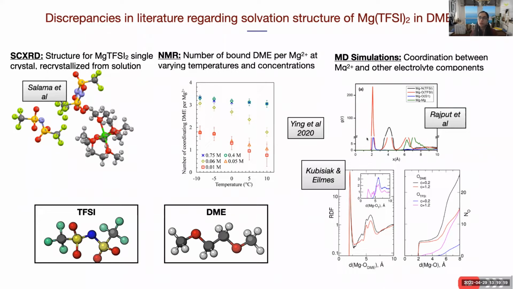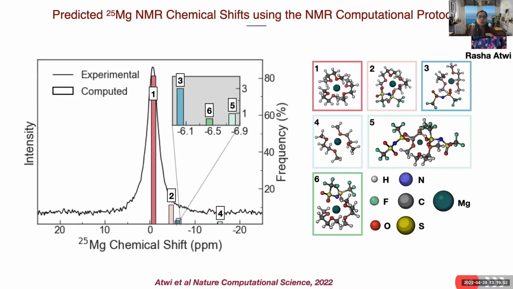While the previous computational data suggest formation of contact ion pairs, which means magnesium at least sees one TFSI anion in its solvation shell. Okay, and I want to point out that it's crucial to accurately predict the solvation structure because it controls the properties of the liquid, such as its viscosity and density. But this task is not trivial, especially when we are dealing with multivalent electrolyte solutions, such as the ones I'm showing you here.